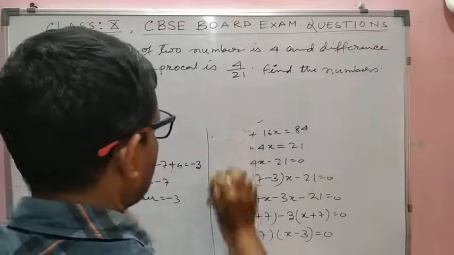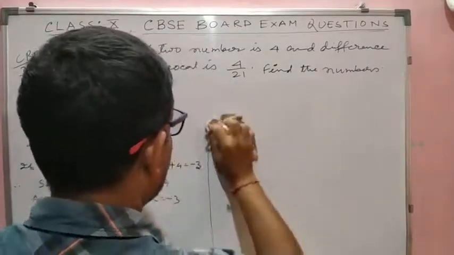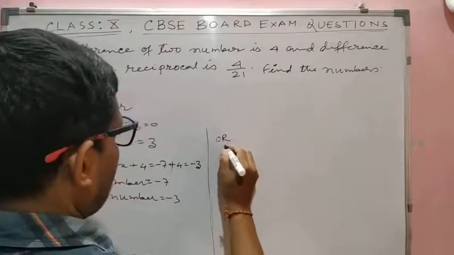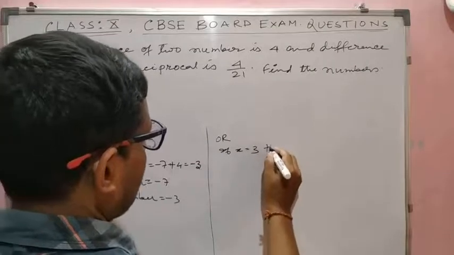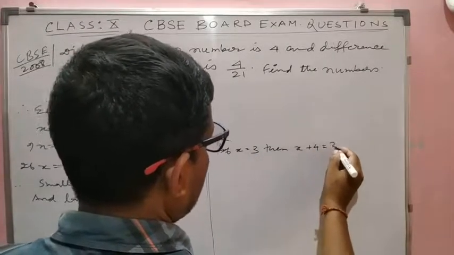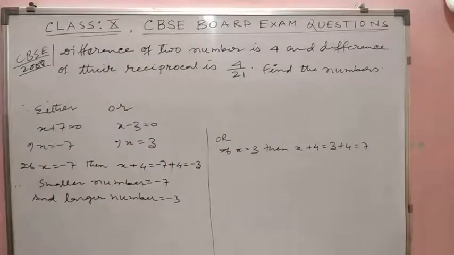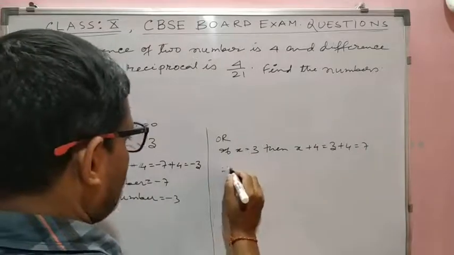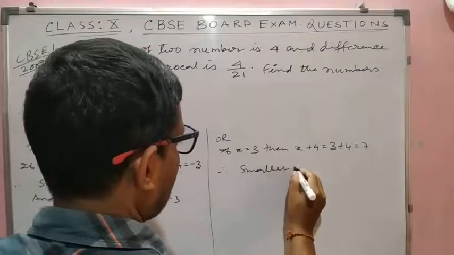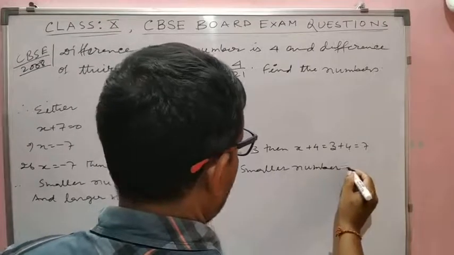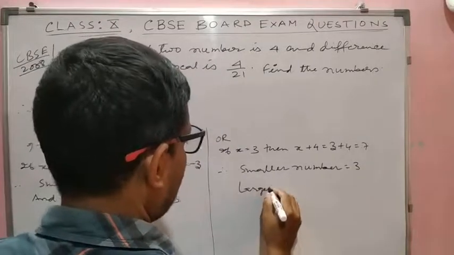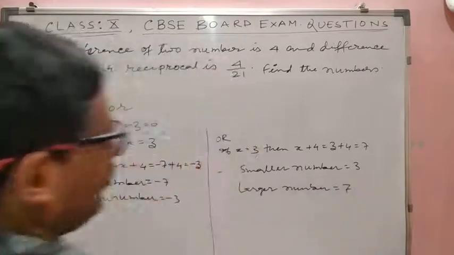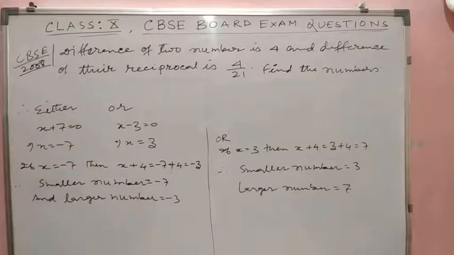Or if we consider x as 3, then x plus 4 equals 3 plus 4 equals 7. That means if the smaller number is 3, then the larger number is 7. Therefore the smaller number is 3 and the larger number will be 7. So here both answers are correct.